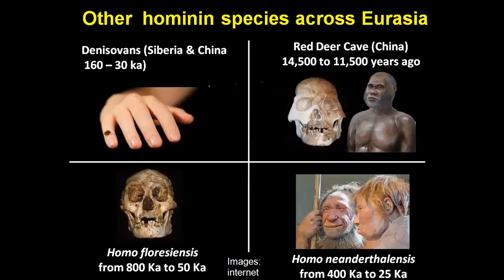Other species in Europe and Asia, red deer cave people, the Neanderthals, Homo floresiensis, Denisovans, and many, many others probably. We have not found the fossils, so we cannot say who else was there.